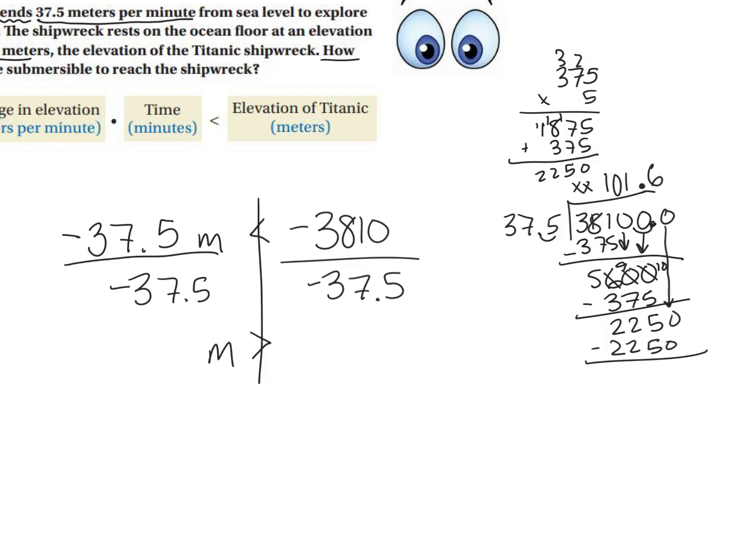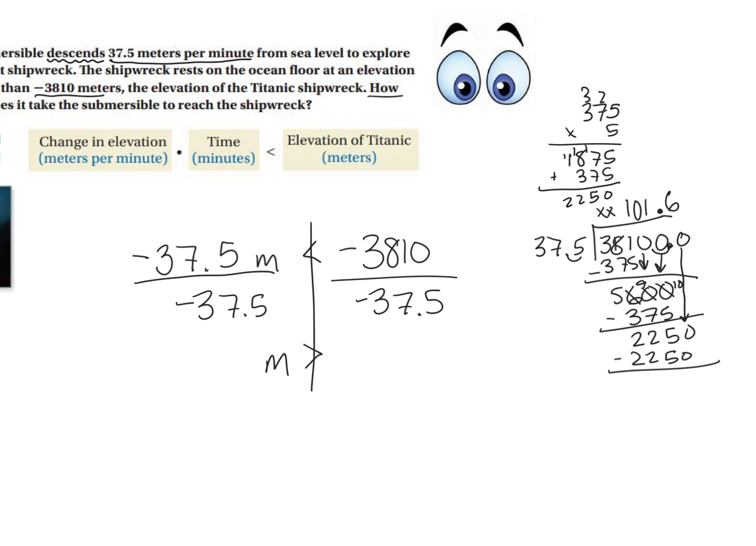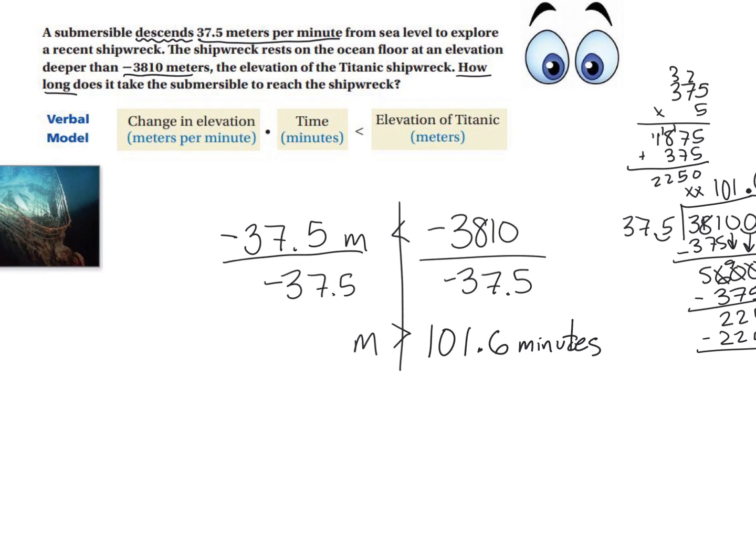Okay, so here's what I know. The number of minutes it's going to take me to reach a point where I am deeper than negative 3,810 is 101.6 minutes. Okay, and again, I want to be more than that, or I want my minutes to be greater, because the longer I travel, the farther I go down, which is exactly what I want.